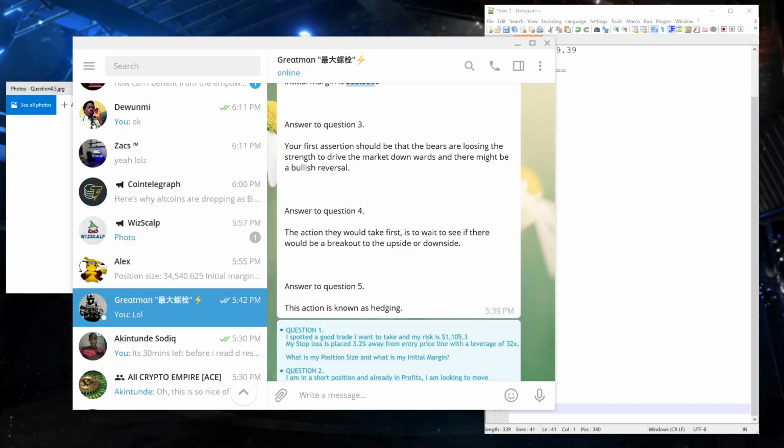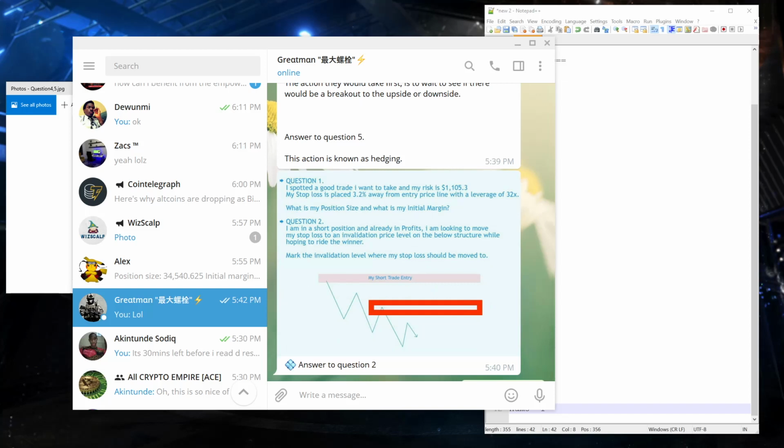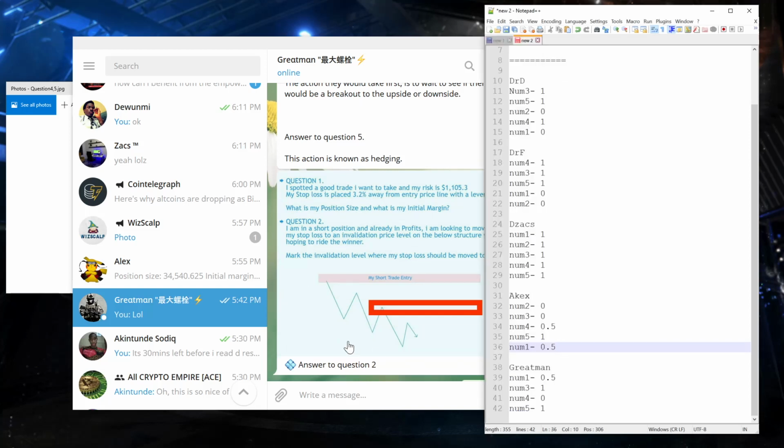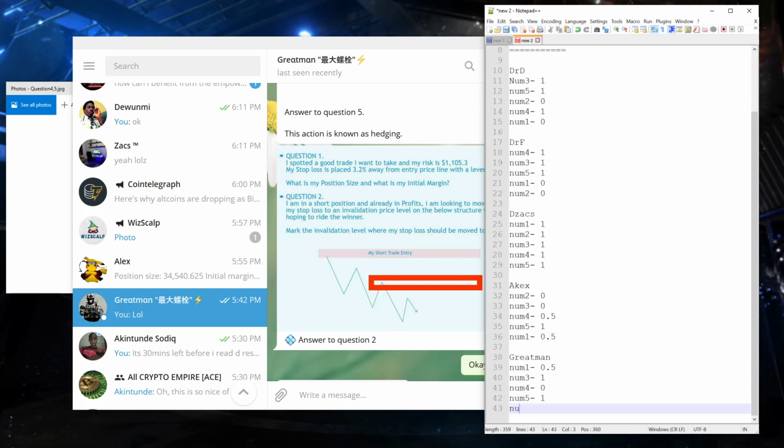So I don't know. This is wrong. Question 4 is wrong. They won't wait. Smart money won't wait. They will do what they want to do. So number 4 is wrong. That's 0 point. So number 5, okay, number 5 is correct. Left with 1 more. We have number 1, 3. Okay, we are left with number 2. Okay, number 2 is correct. That is the invalidation point. Number 2 is correct.